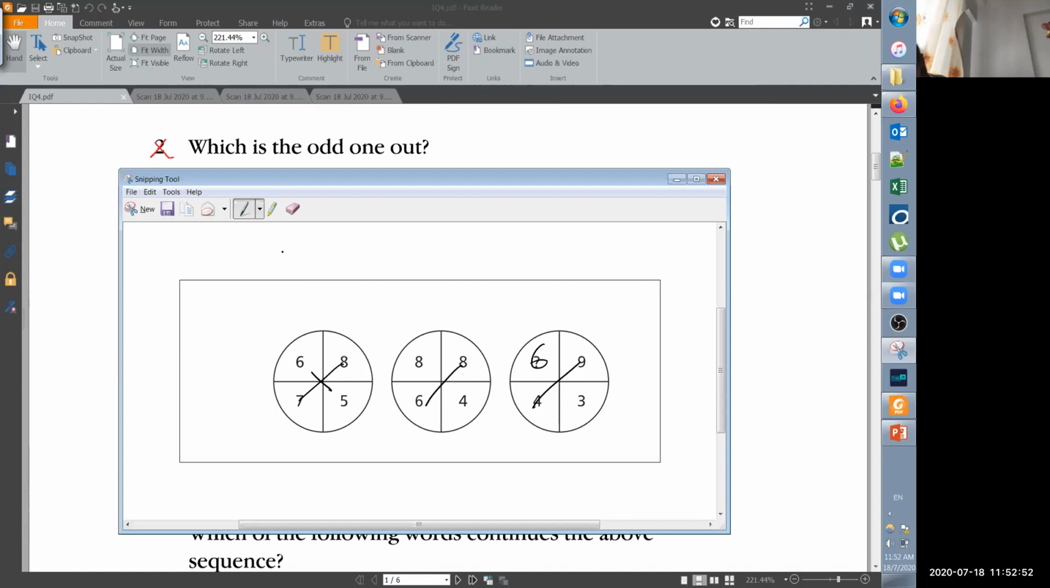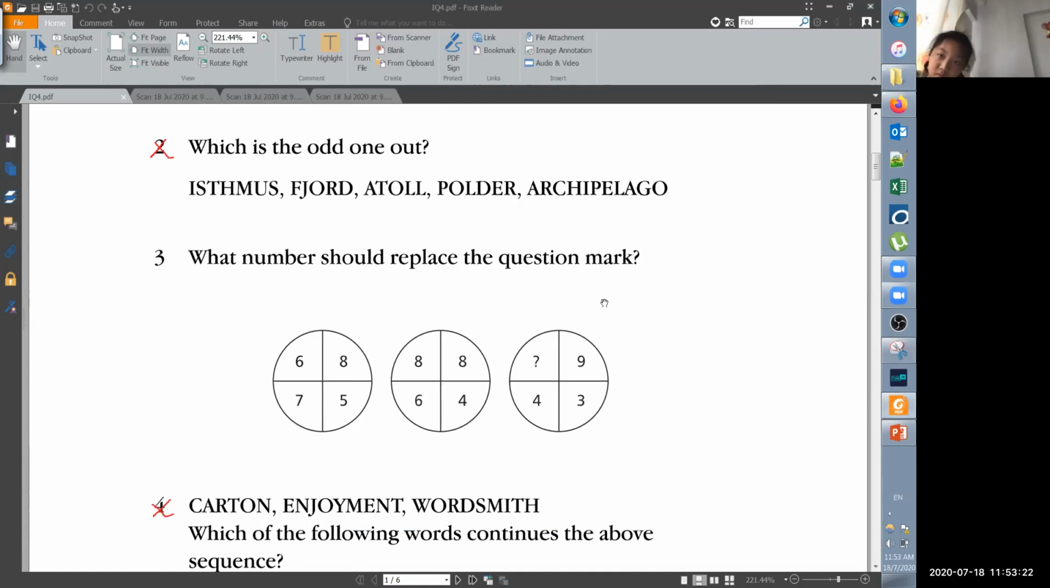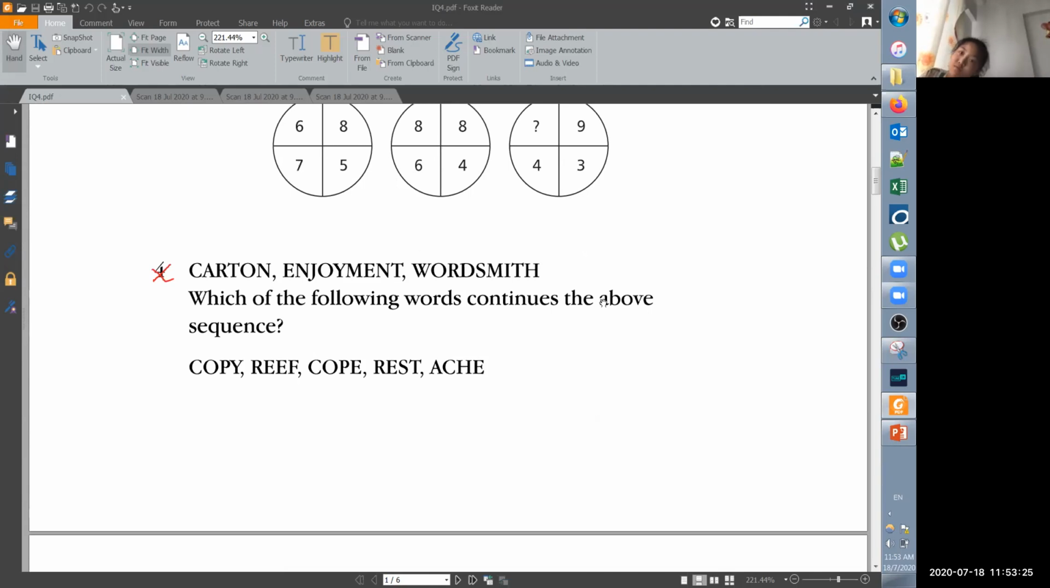Okay, so you are given a pie chart like this. This is called a pie chart. So what you can do is look at it either vertically, horizontally, or diagonally. This is called diagonal. Okay, this is horizontal. So this is vertical. Okay, very good. Next, question 4 is again English. Why are there so many English questions?